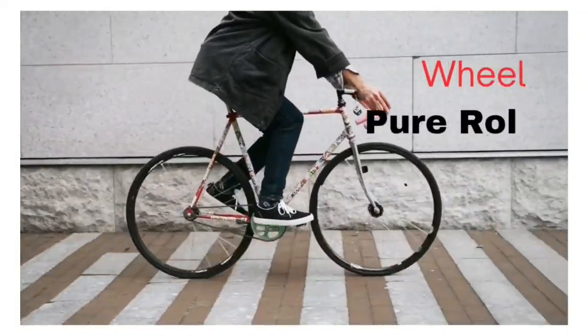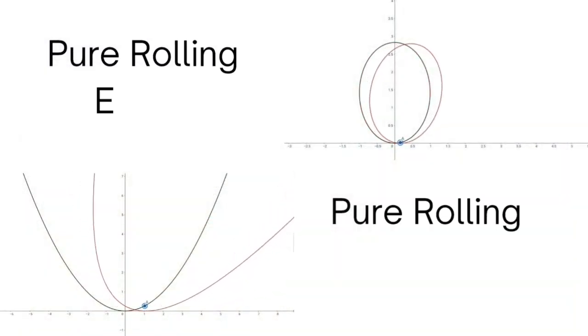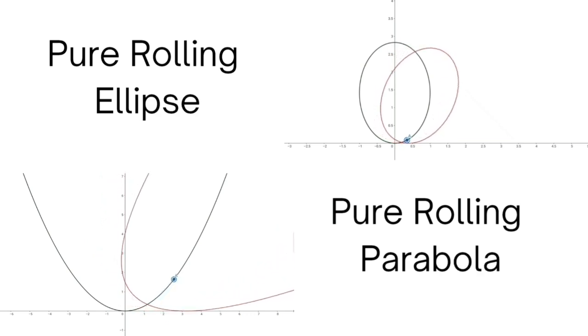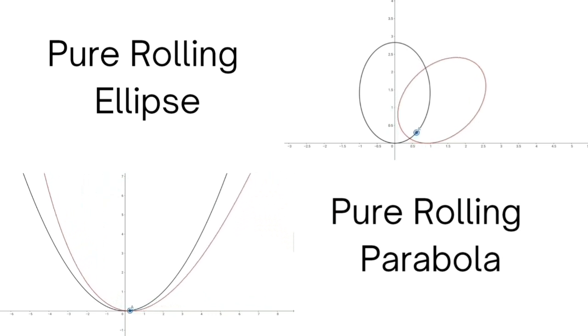Have you seen a wheel that is pure rolling on a ground? Surely you have. Perhaps you don't know that this pure rolling is not just limited to circles. For example, we can have a parabola or ellipse that is pure rolling on the ground.